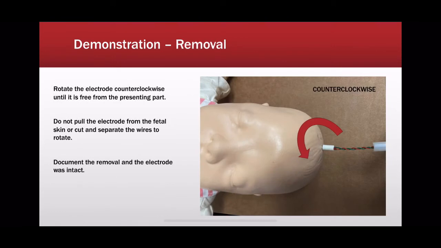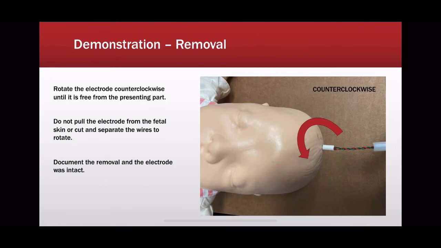After delivery, or in the event that the FSE needs to come off and either be replaced or can go back to external monitoring, we want to make sure that we remove it safely. In order to remove the FSE safely, it's actually a rotation counterclockwise at the base where the clip and the electrode meets the fetal scalp.